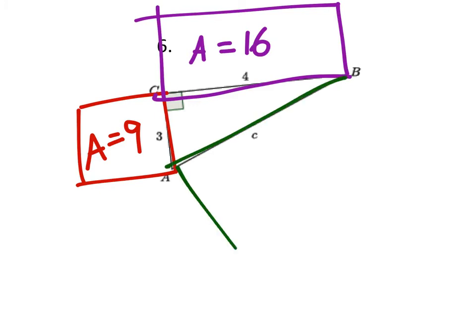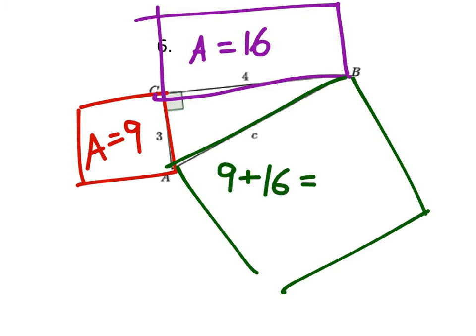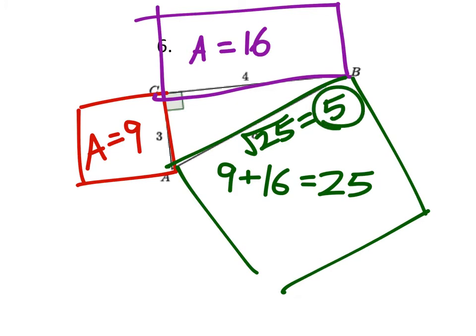So the area of this green square, the hypotenuse squared, would be 9 plus 16, which is 25. So if the area is 25, the length of the hypotenuse is the square root of 25. We should be at the point where we can plug this into a calculator. If the calculator gives us a whole value like 5, like it does on this one, then let's circle that answer.